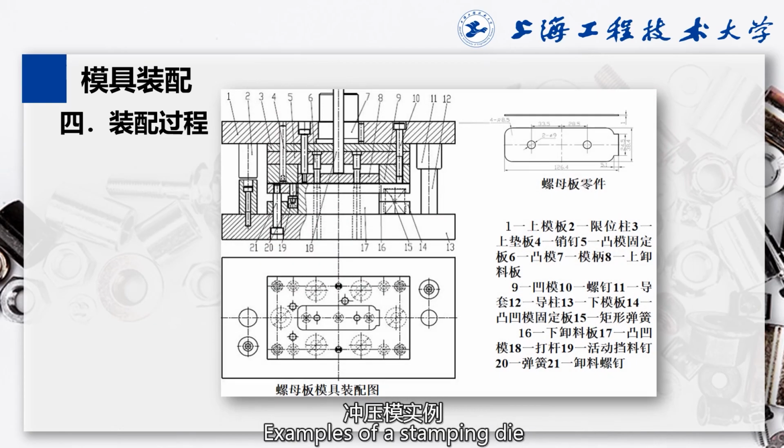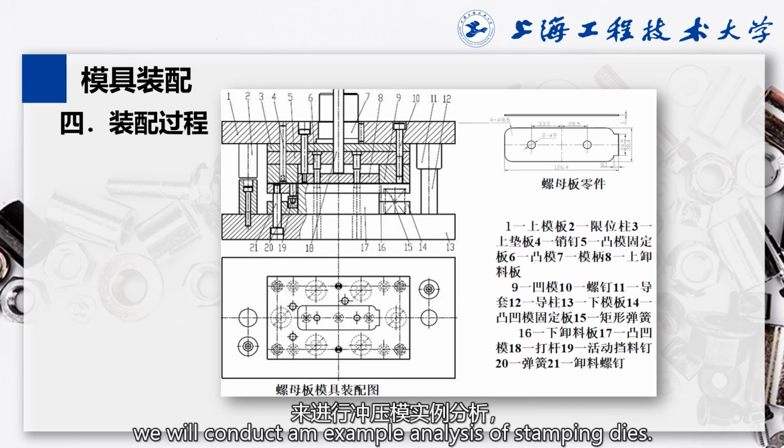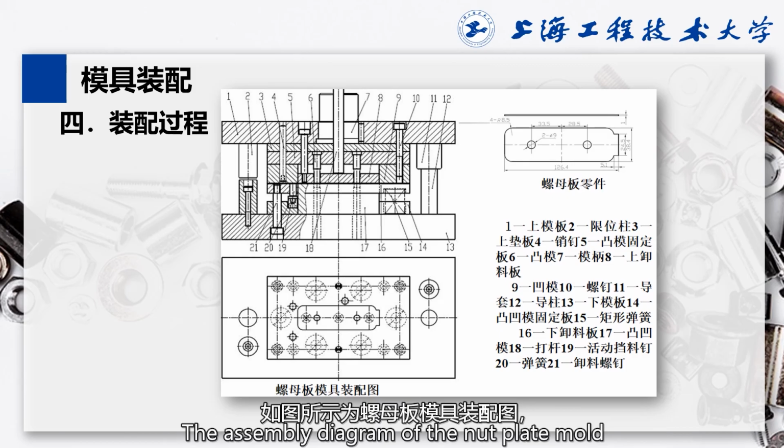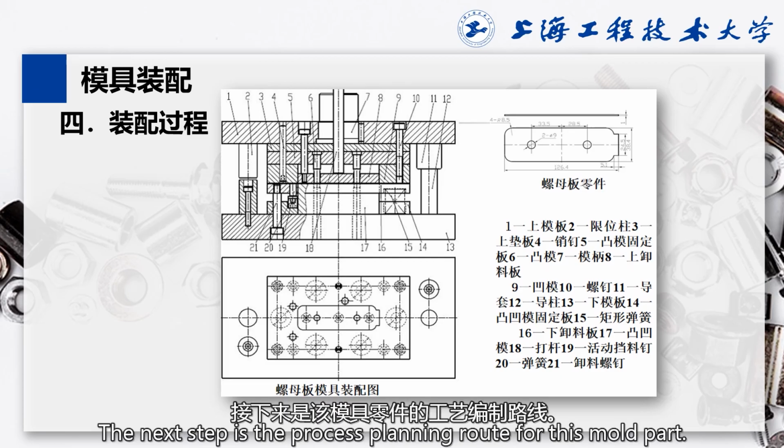Examples of a stamping die. Next, taking the nut plate mold as a case study part, we will conduct an example analysis of stamping dies. The assembly diagram of the nut plate mold is shown in the figure, with a total of 21 assembly parts. The next step is the process planning routes for these mold parts.